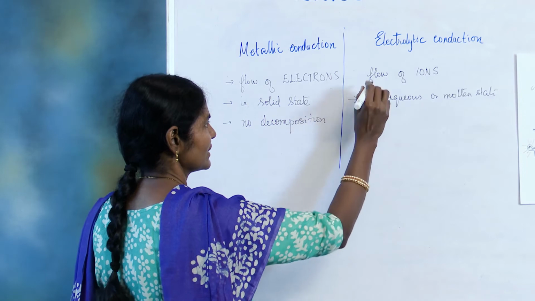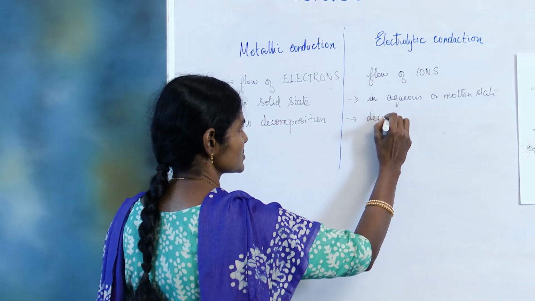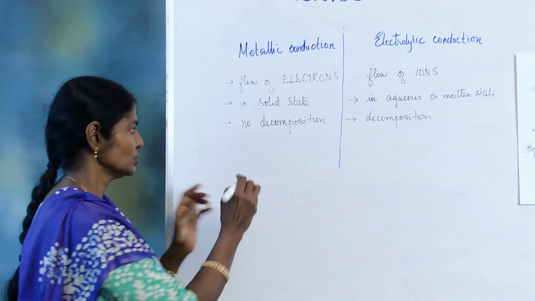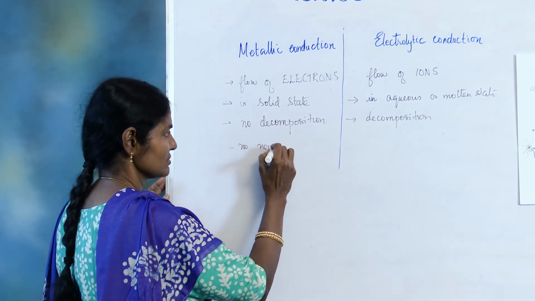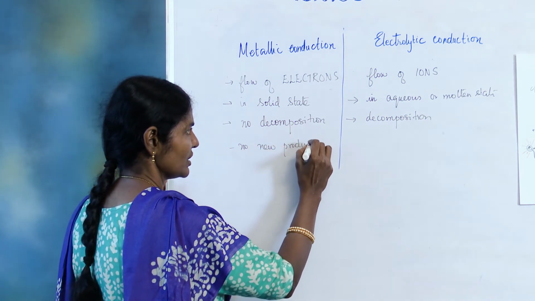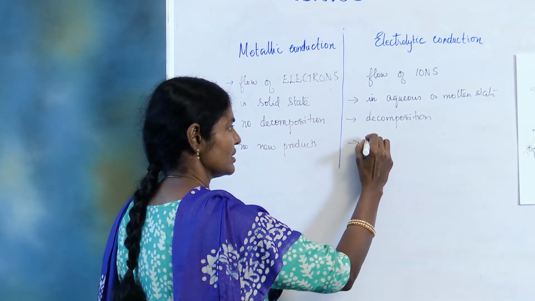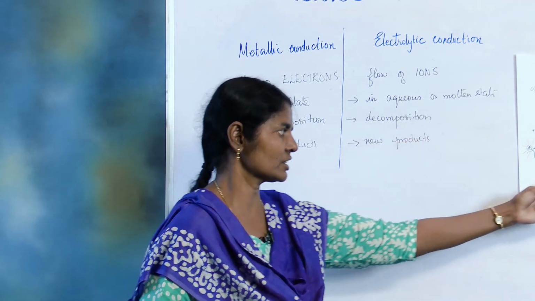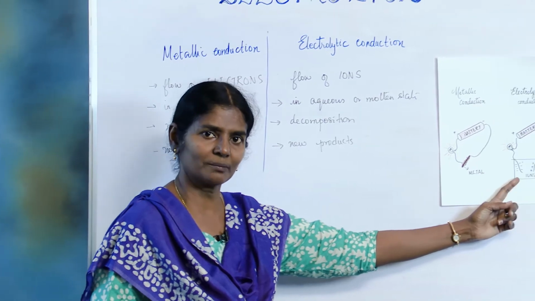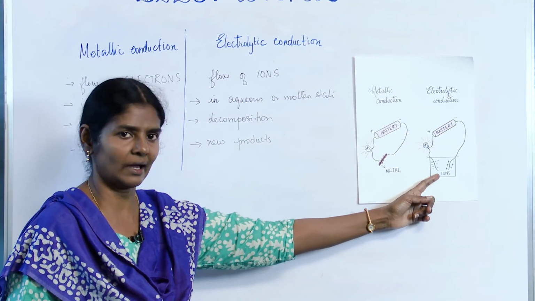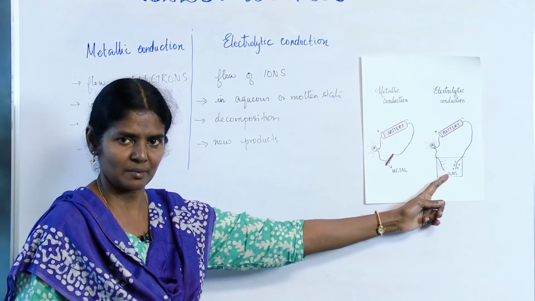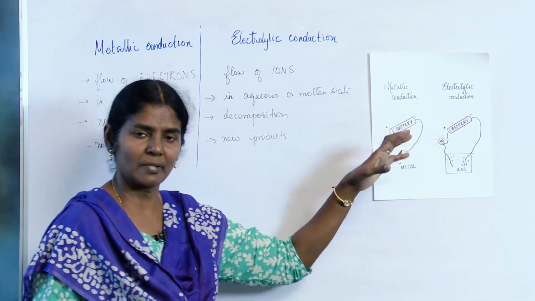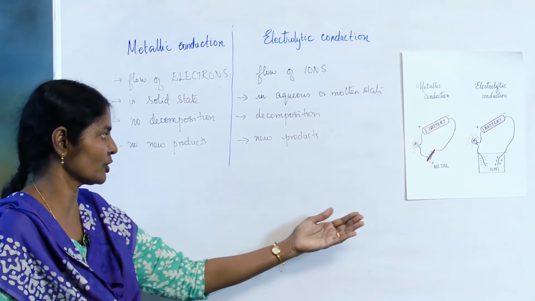But when you come to electrolytic conduction, there is decomposition. So when there is no decomposition, there are no new products, whereas when there is decomposition, new products are formed. For example, sodium chloride is a compound that we have taken, added water, and electrolytic conduction happens. By the end of electrolysis, we get sodium metal separately. So it is a new product that is formed.